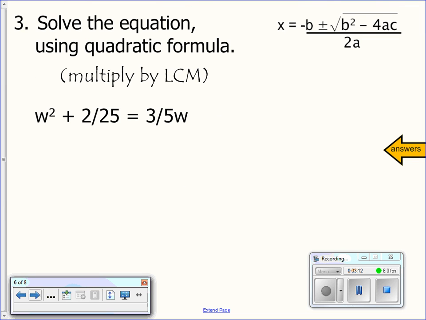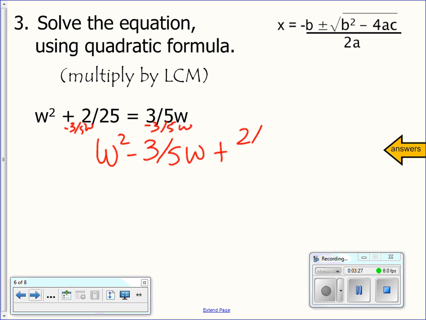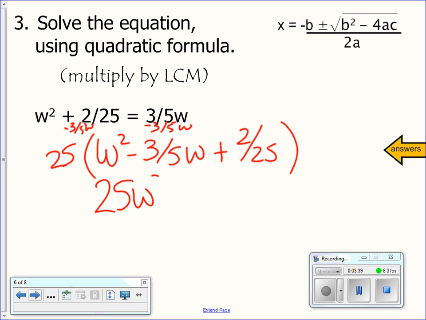All right, here we have it with fractions. So the first thing I want to do is change this to standard form. So it would be w squared, so I'm going to subtract 3/5 w from both sides. So minus 3/5 w plus 2 over 25. Multiply everything by 25, which is our least common multiple. So I get 25 w squared minus 15w plus 2 equals 0.